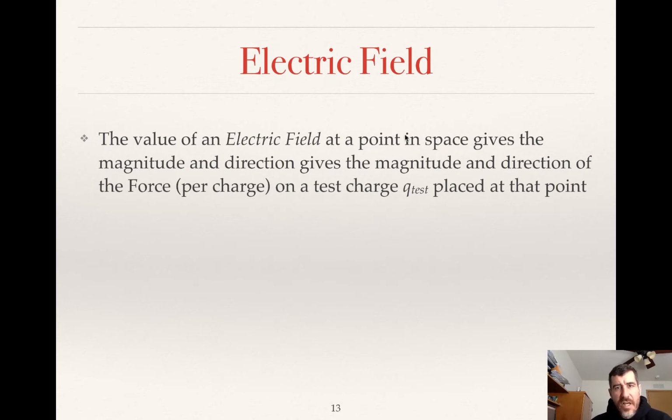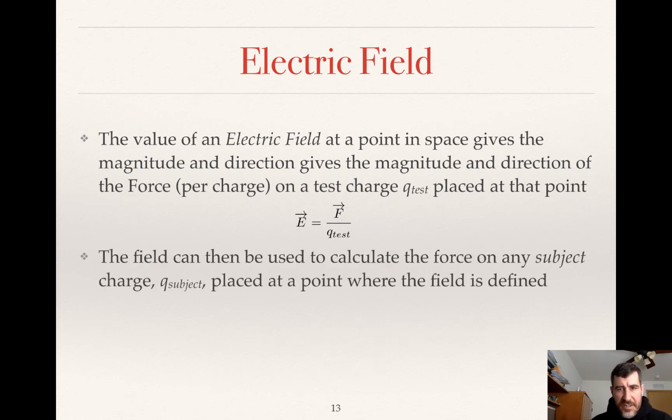So with that, we can now define the electric field. For the electric field, at every point in space, we're going to define a magnitude and a direction. And the magnitude and the direction are those of the force per unit charge on some little imaginary test charge, Q test, we place at that point. So the electric field, we're going to use a capital E, it's a vector. It's the force that this hypothetical test charge would feel divided by the value of the test charge. So we're dividing out our subject, so that's why the electric field doesn't depend on the subject.